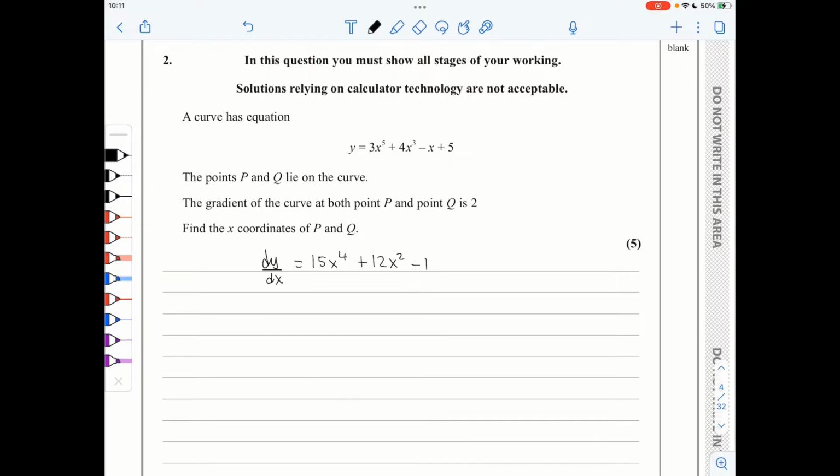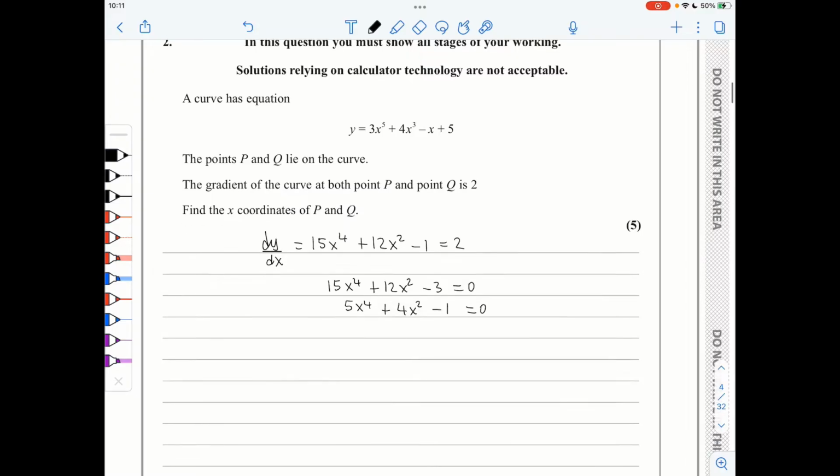So I get the power down, deducting 1 from the power, and I know the gradient at P and Q is 2, so dy dx is 2, which means that 15x to the power of 4 plus 12x squared minus 3 is 0. I will divide throughout by 3 to get 5x to the power of 4 plus 4x squared minus 1 is 0. And this is actually a disguised quadratic in x squared.